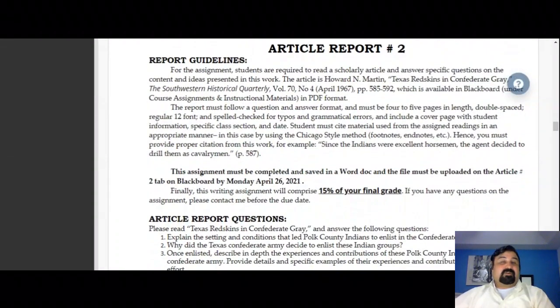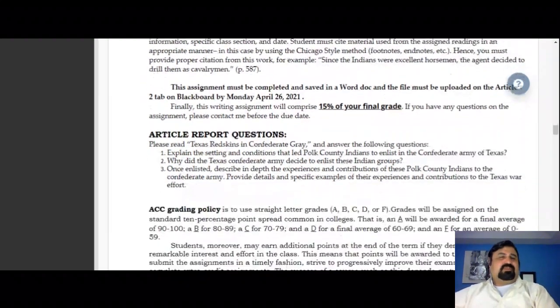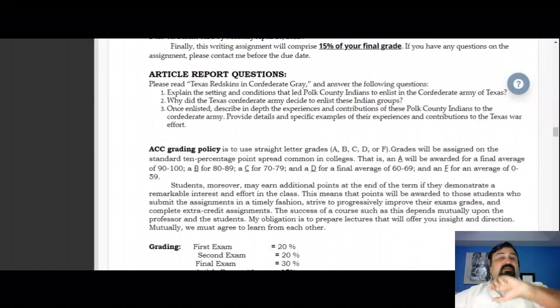The other report, article report number 2, is reading an article called Texas Redskins and Confederate Grade. This article deals with the participation of certain Native American groups from Texas in the Confederacy during the Civil War. Some Native Americans voluntarily joined the Confederacy to fight for Texas. So this is also a very interesting article. There are about 3 questions you need to answer and turn in on Blackboard on April 26th.